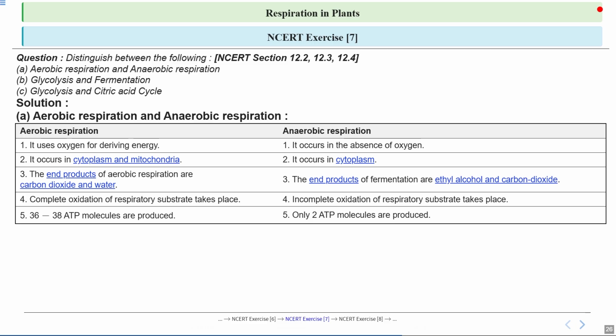Now, if we talk about aerobic respiration, 36 to 38 ATP molecules are produced, meaning that it is more efficient in energy production. In case of anaerobic respiration, only 2 ATP molecules are produced, which comes from the process of glycolysis. And therefore, it is much less efficient in energy production.